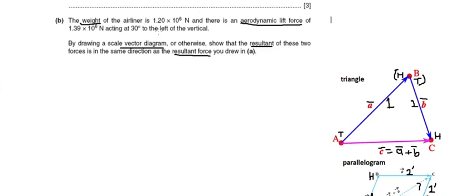So the first force magnitude is given, that is 1.20 into 10 raised to 6. The second force magnitude is given, that is 1.39 into 10 raised to 6 meter. As I told you before, in the vector this line is telling you the magnitude and the arrow is showing you the direction. So they have given the numbers. These numbers can be used directly for the calculation, and also for drawing the vector diagram.